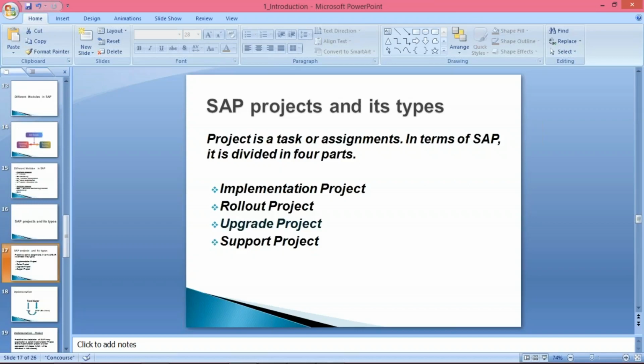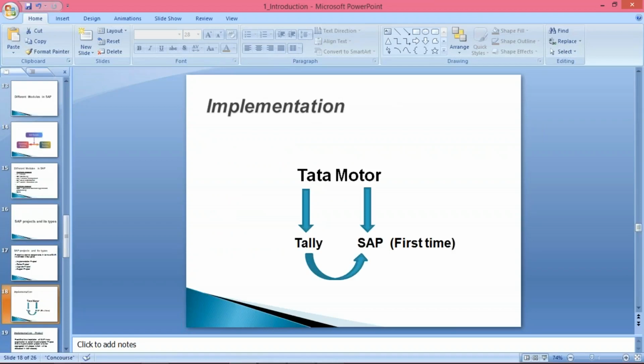once you join, people will say that you're going to be part of so and so project, and the nature of the project is implementation or rollout or upgrade or support. So first of all, we need to understand what is this implementation project, or what kind of activities are going to happen in this implementation project, what is rollout, what is upgrade, and what is support. So we'll explain one by one. We'll start from the implementation project itself.